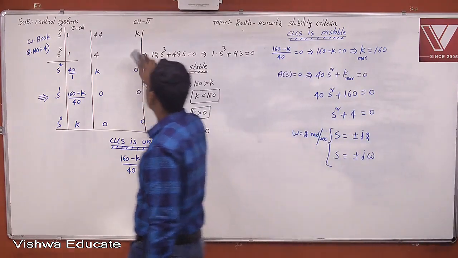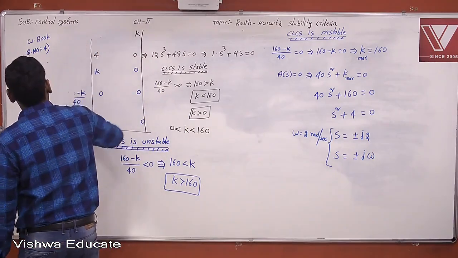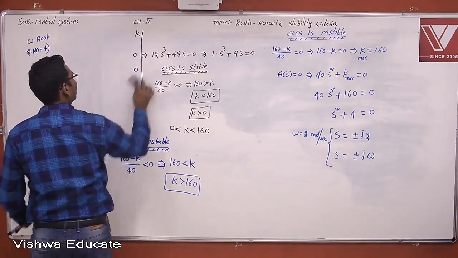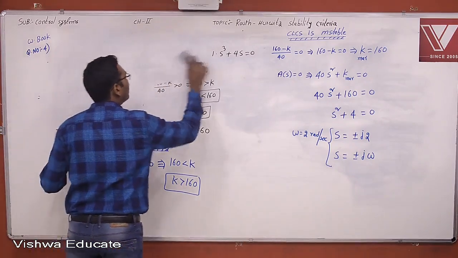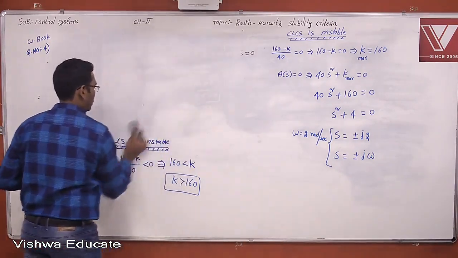Clear or not? Now if the order is beyond 3, then you can do like this.